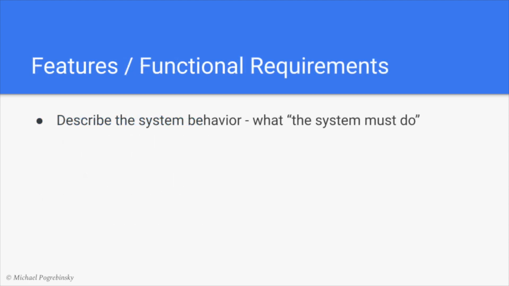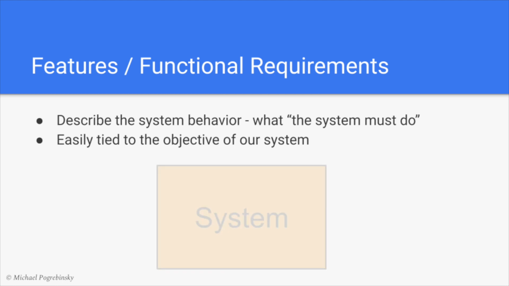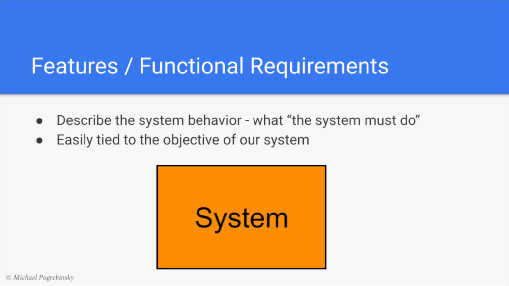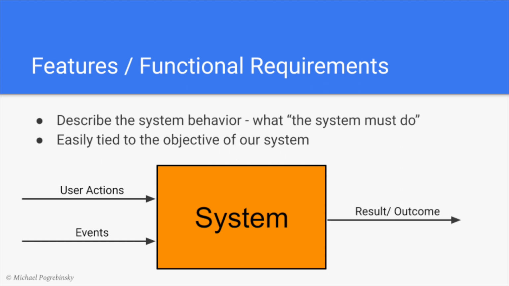Those requirements essentially describe the system's behavior. In other words, what the system we're designing actually does. Those requirements are easily tied to the objective of the system. They are also called functional requirements because they essentially describe our system as a black box function. The user's inputs or external events are the inputs to that function, and the result or outcome of the operation taken by our system is the output of that function.